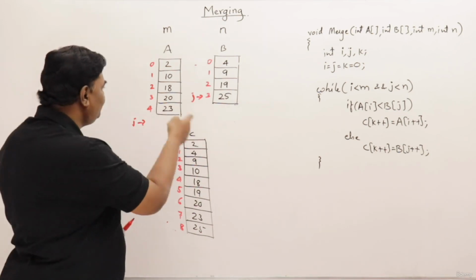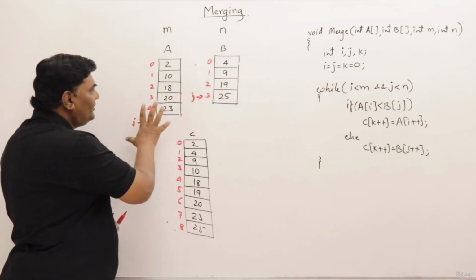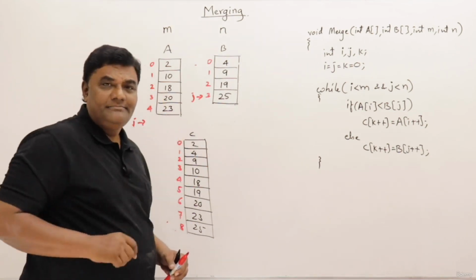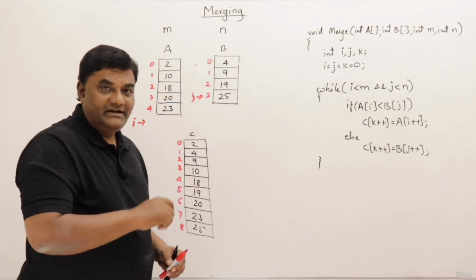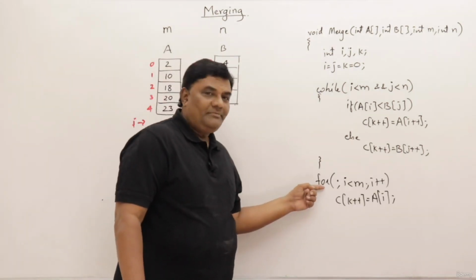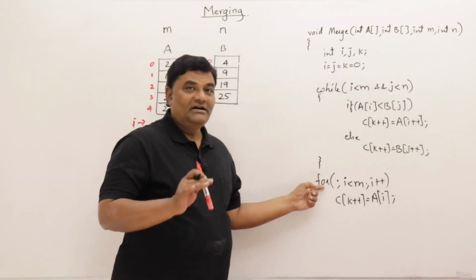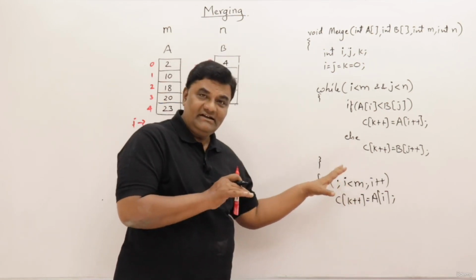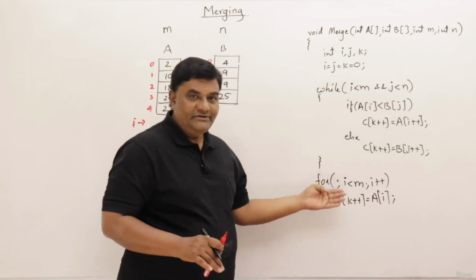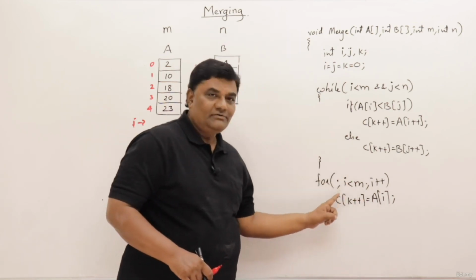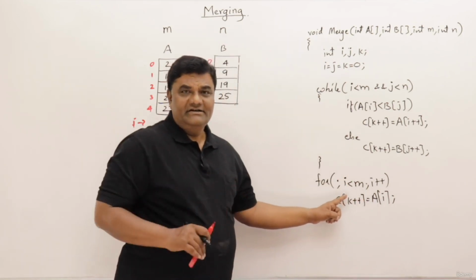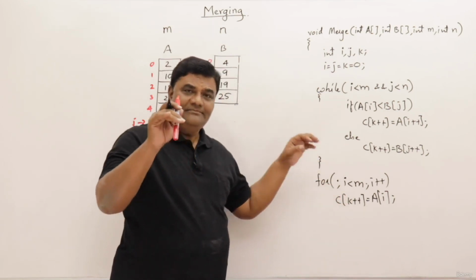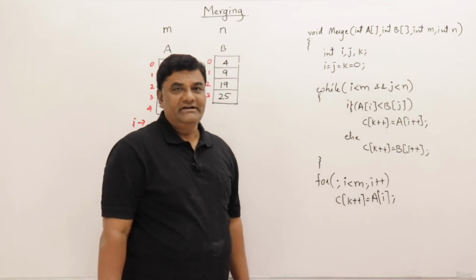Or else the same situation may be there in A also. So copy all the elements from A from wherever i is pointing. I will write the process for copying from A. This for loop will copy all the remaining elements from array A, if there are any remaining. If i is less than m, this loop will continue, copying A of i to C of k, and k is incremented. I am not initializing i, so let i start from the point wherever it is pointing right now.